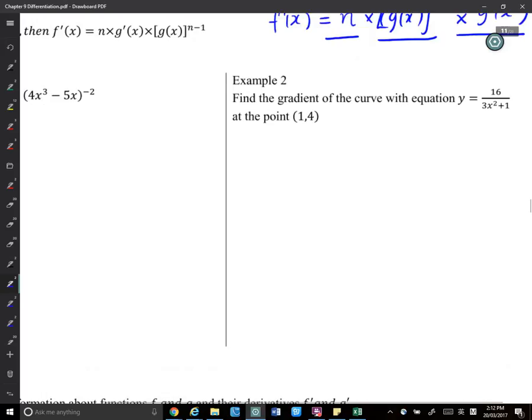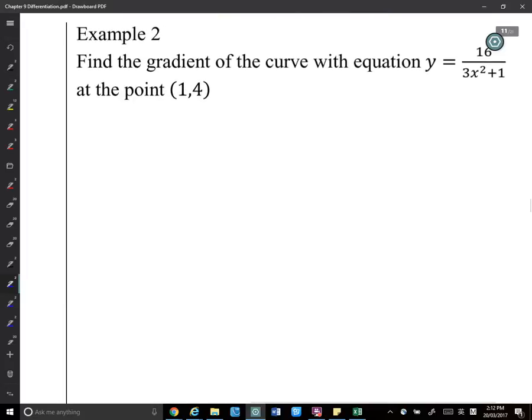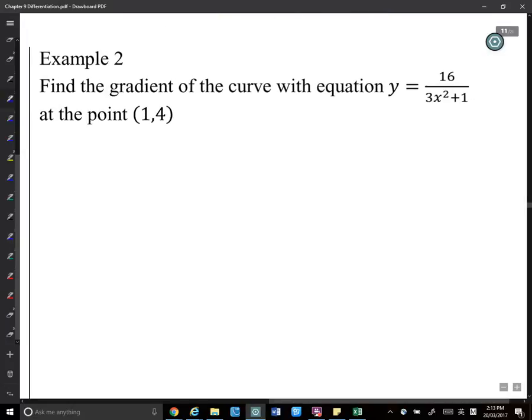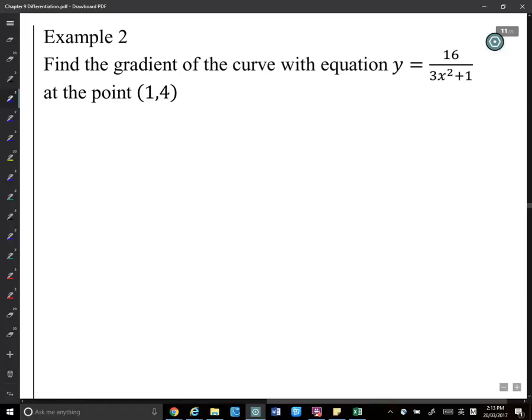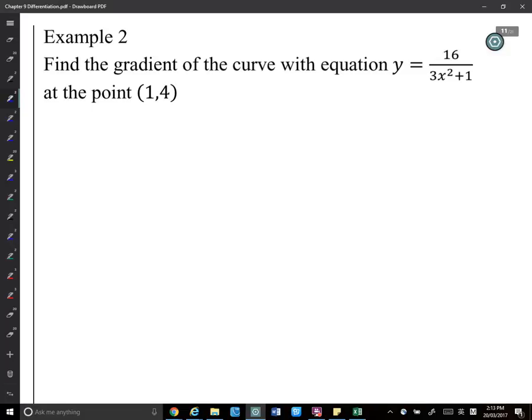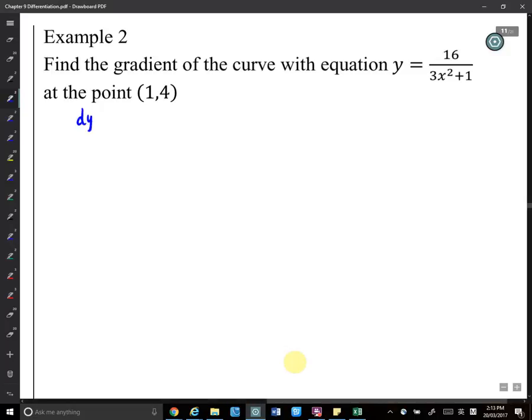with you and refresh your memory on the chain rule. So find the gradient of the curve with this equation at the point (1, 4). So I want to find the gradient at x equals 1. Before I can find that, I need to find dy/dx.